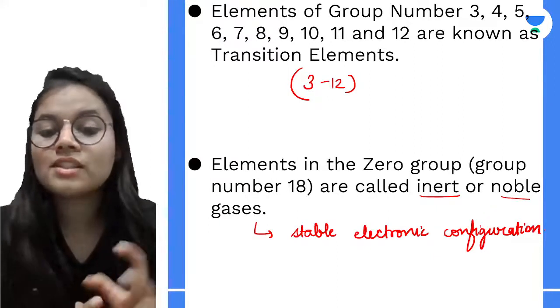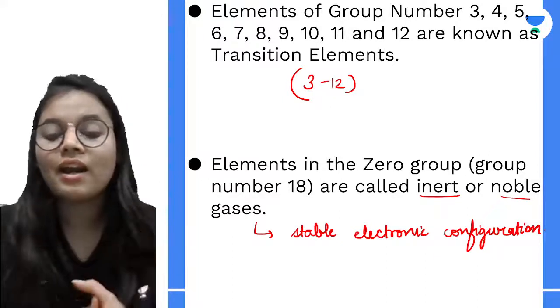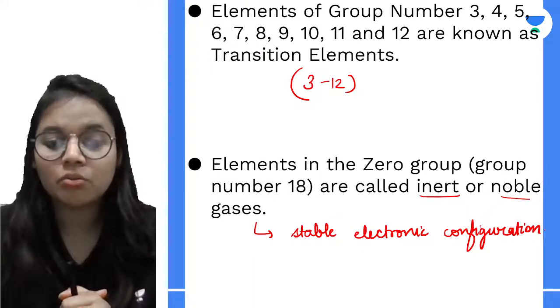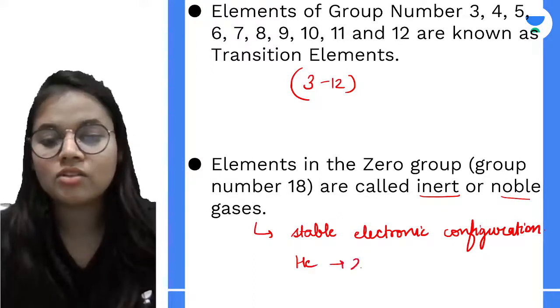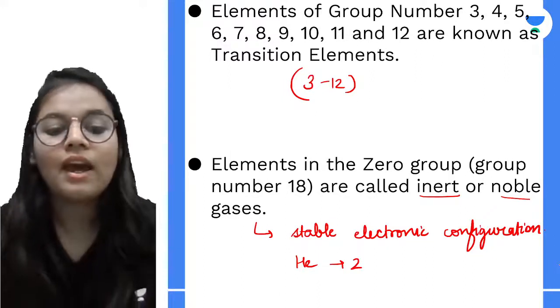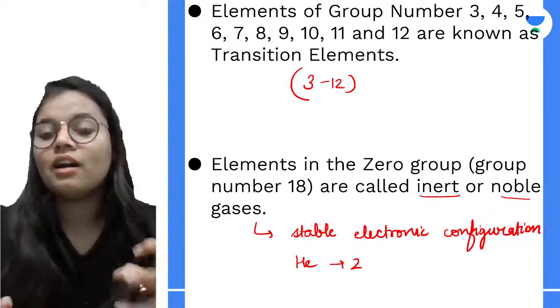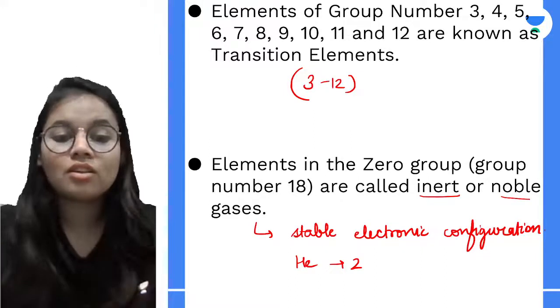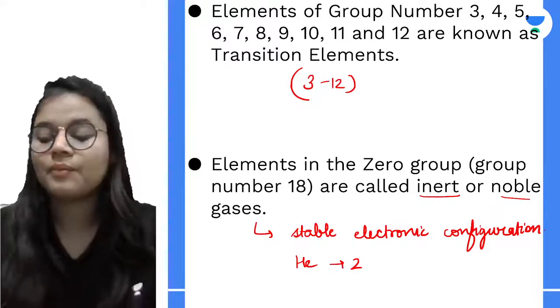Okay, so stable electronic configuration basically means that they have 8 electrons in their outermost shell. The exception over here is helium. It has 2 electrons in the outermost shell. And that is the reason they do not react, because they are not capable of donating or taking in electrons, as they already have their shells complete.